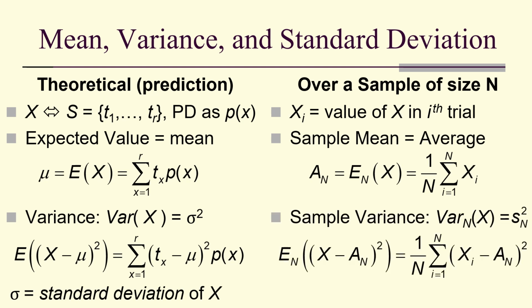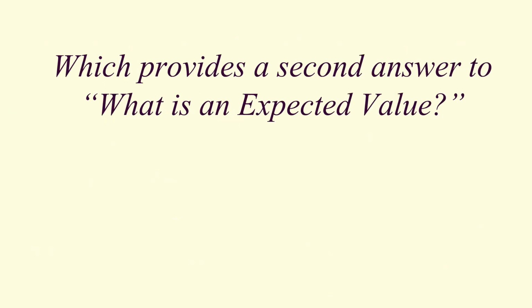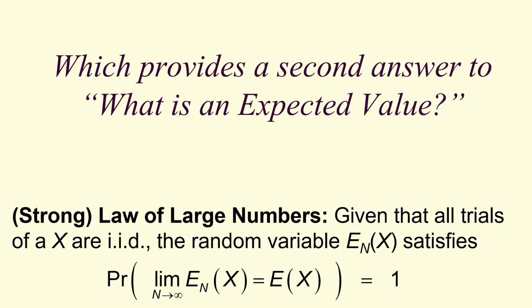The sample variance is defined similarly in that it's the sum over trials: 1 over n, i equals 1 to n, of the quantity x sub i minus the sample mean, that quantity squared. And sometimes it's denoted by S sub n squared, where S sub n is the sample standard deviation, which provides a second answer to what is an expected value.